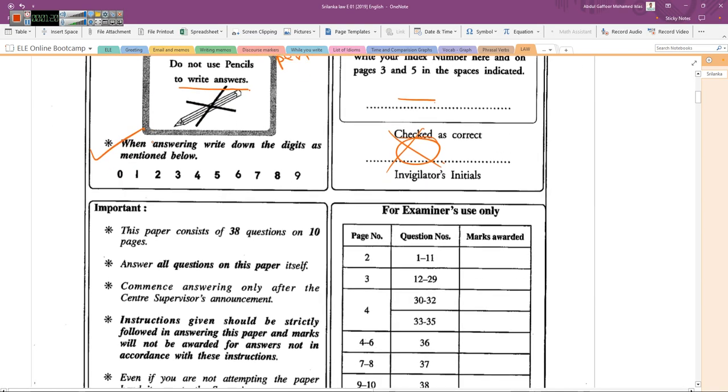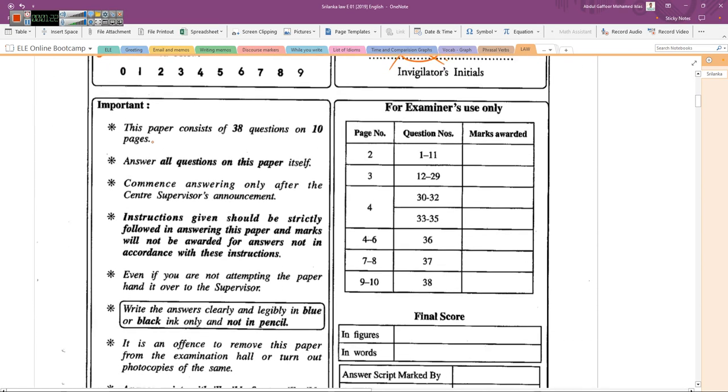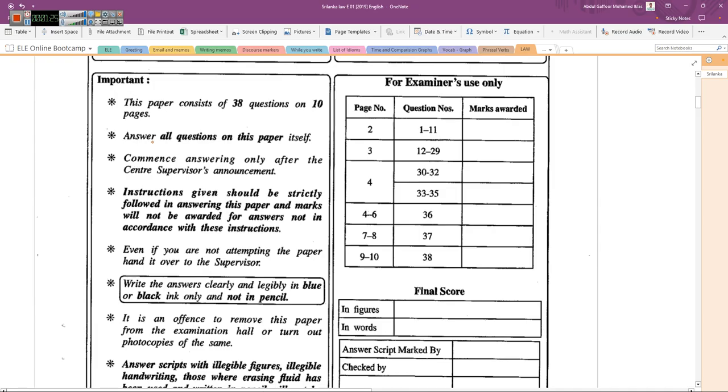These are the instructions or the information regarding this paper. This paper consists of 38 questions on 10 pages, right? I will be explaining all the questions in the medium of English. I will not be talking in Tamil or Sinhala. If you don't know any words, I will also explain some passive vocabulary. Now we will try to understand this sentence: this paper consists of 38 questions, right?